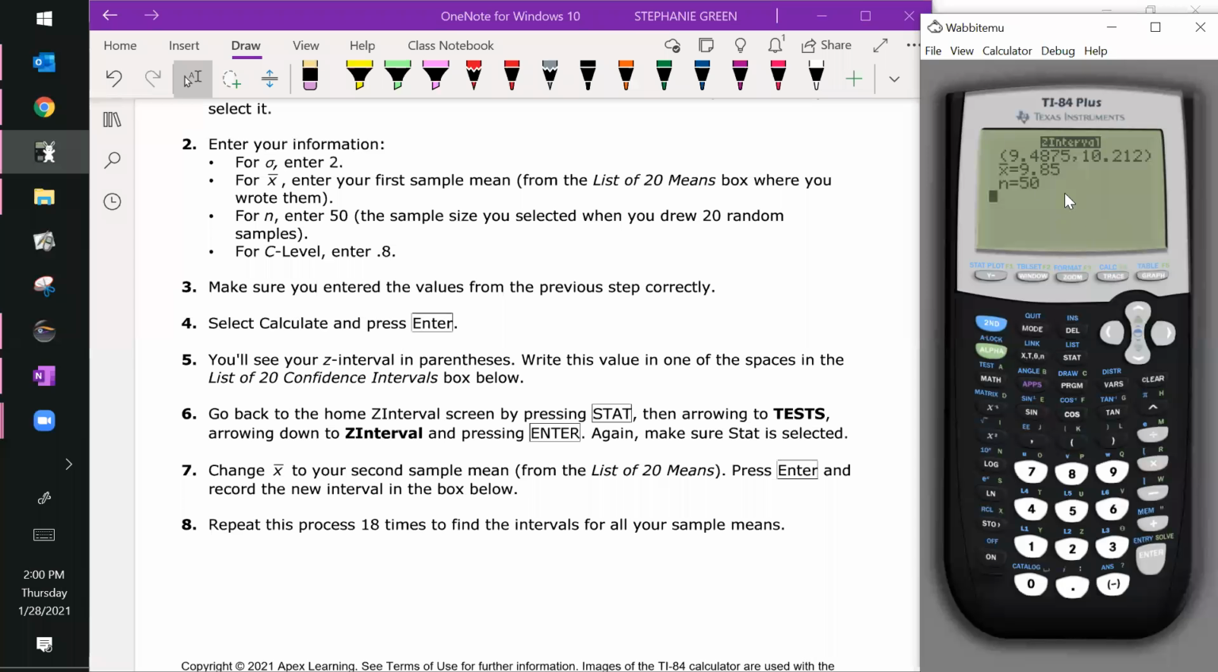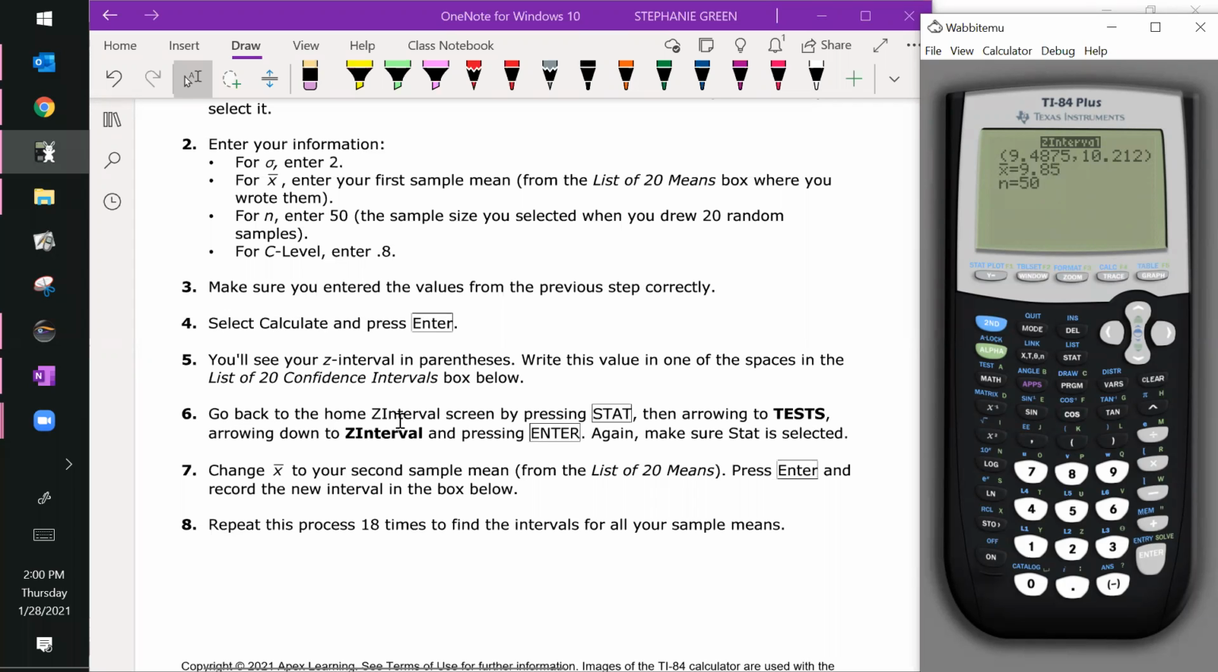Hold on. All right, sorry, I had to go back to this one. This is the answer right here. So this is our 80% confidence interval for a mean of 9.85, sample size of 50. It's between 9.4875 and 10.212. So that is for the first one.